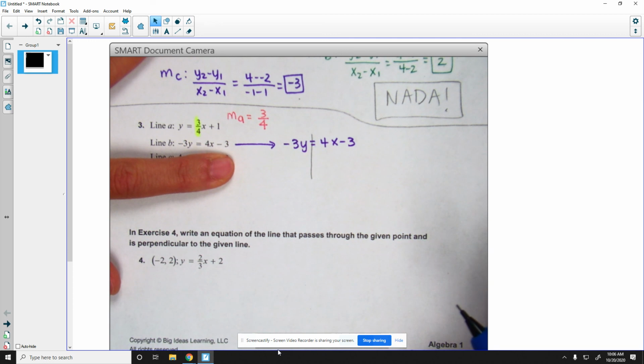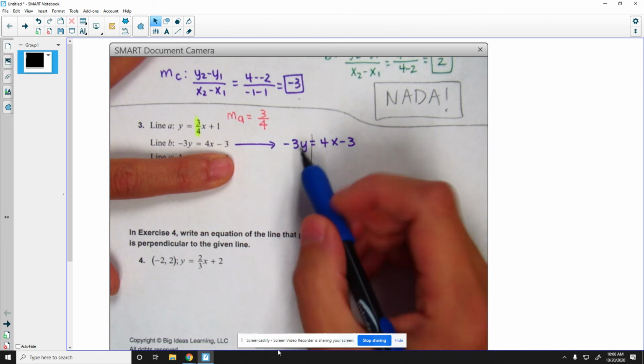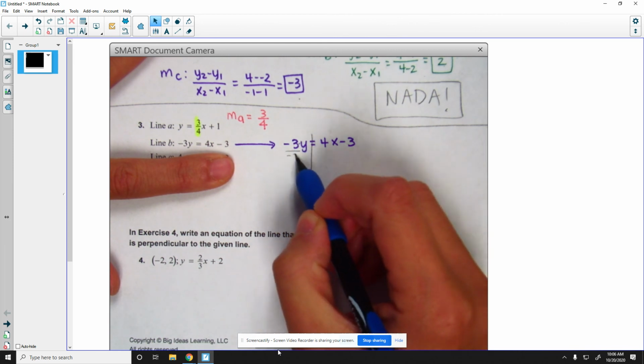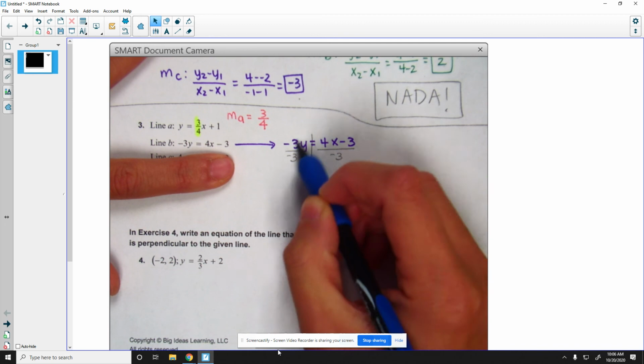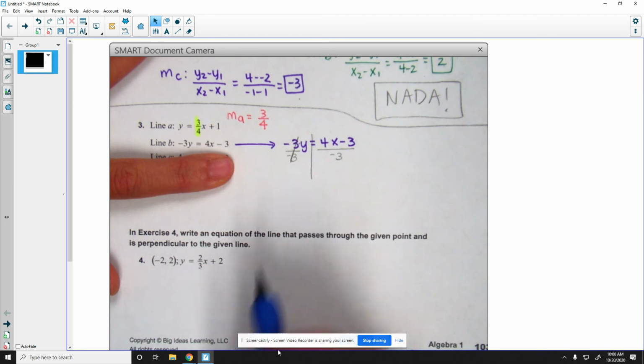Kip? Add. Nope. Everyone always wants to say add, but you don't add. Divide -3. Thank you. Divide both sides by -3, right? Because it's -3 times y. So if they're connected, you divide by -3, or you divide by that number.